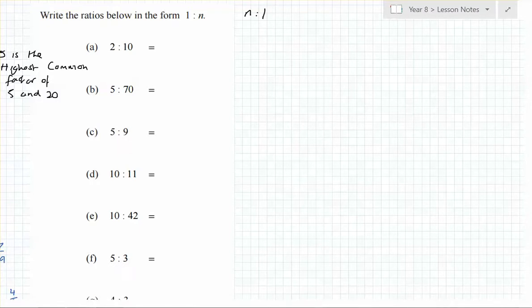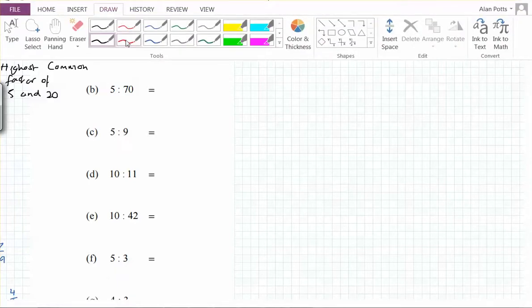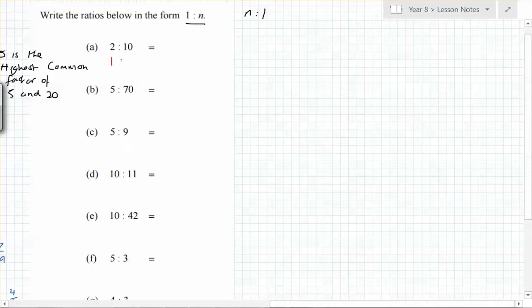Is that clear? So all we're going to do to start with is make the ratios 1 to whatever it is. Does that make sense to you? Do I need to go through one with you? Yes, please. So in this 1 to n, I know the 2 has to be a 1. Simple as that. I've got to have 1 to something. So what did I do to 2? I divided it by 2, so this has to be 5.